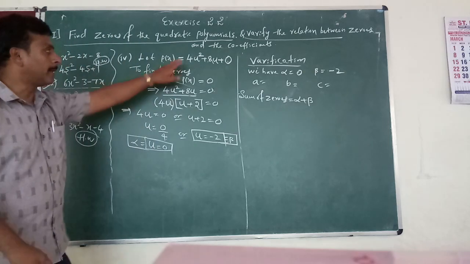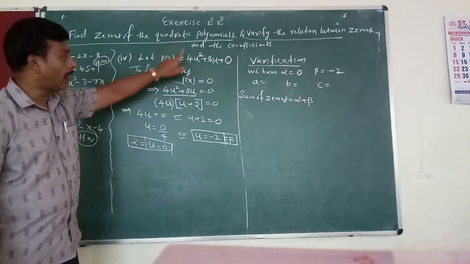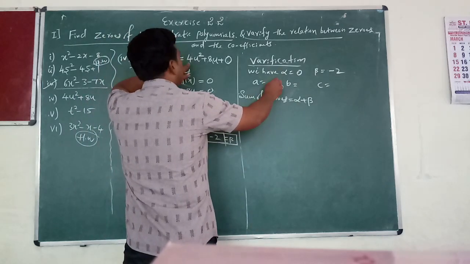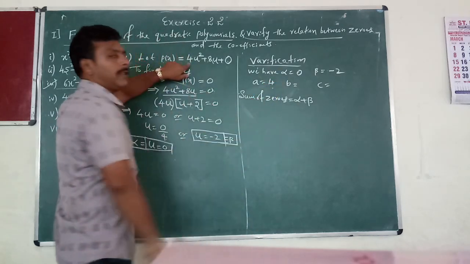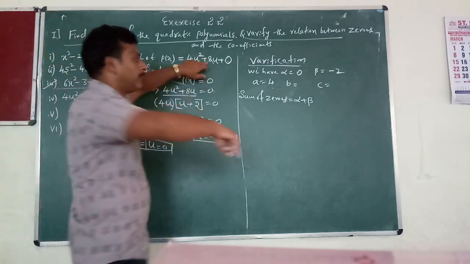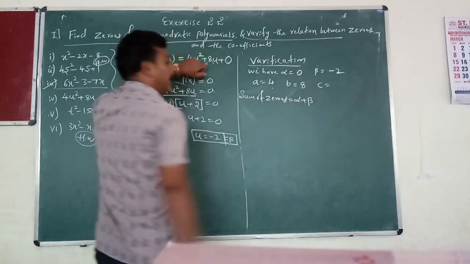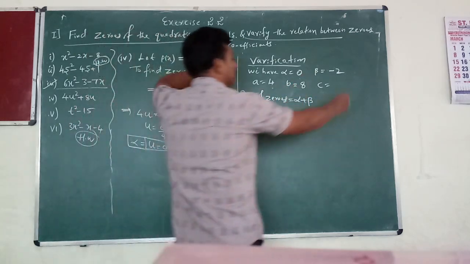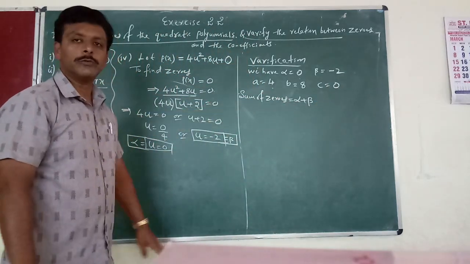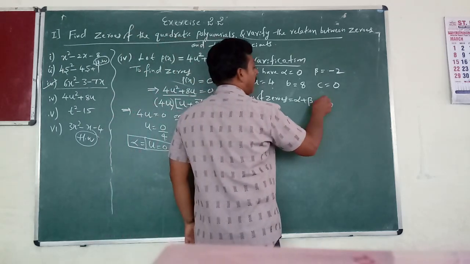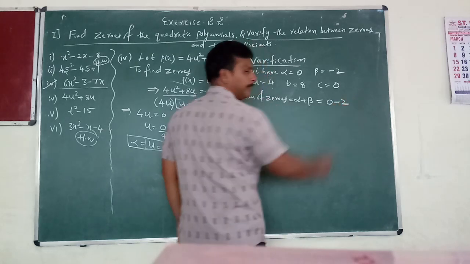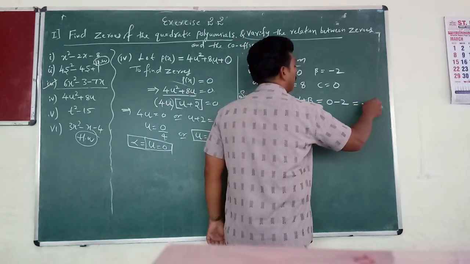Next, for coefficients, I have taken 0 here also. Observe here, coefficient of u square, u. Therefore, the coefficient of u square is 4. It is called small a. Coefficient of u is plus 8. That you have to take as b. And the last one is what? 0. So c value you have to take as 0. Now you know sum of the zeros, alpha plus beta. Alpha value is ready, 0, and beta value is minus 2. So the answer we get is minus 2.